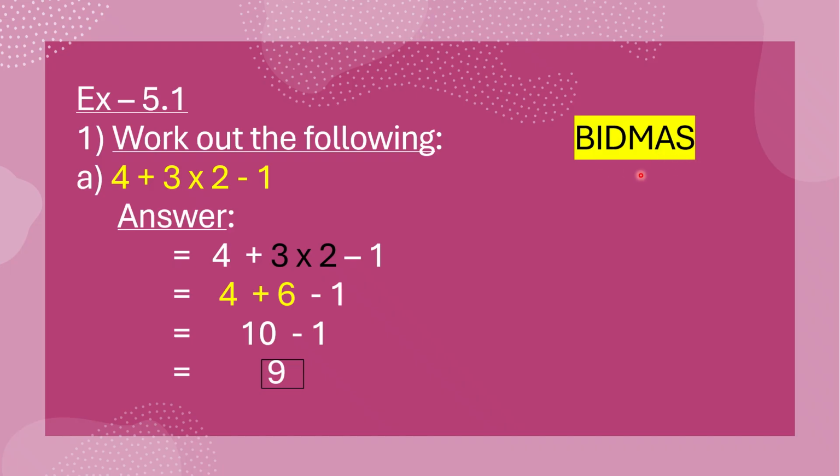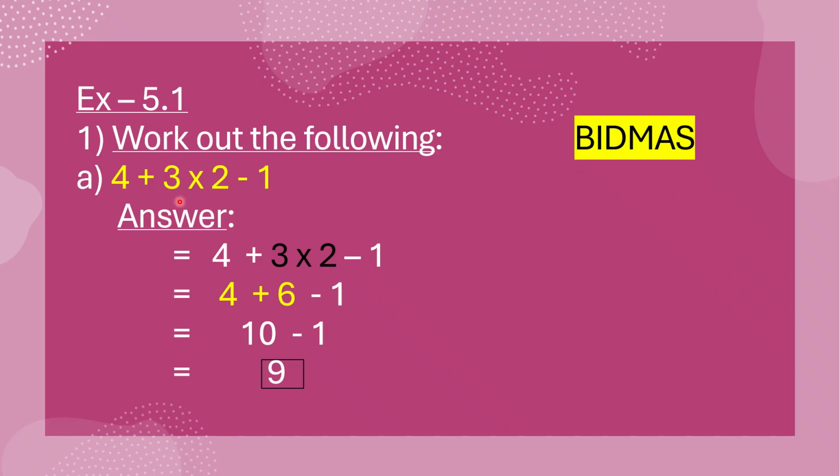What is BIDMAS? B stands for bracket, I stands for indices, D stands for division, M stands for multiplication, A stands for addition, S stands for subtraction. This is the order we have to follow. So first, what do we have?